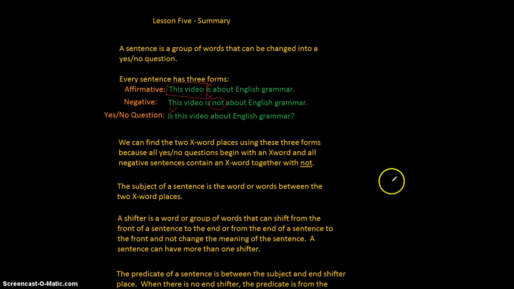Now, we also talked about shifters, and a shifter is a word or group of words that can shift from the front of a sentence to the end, or from the end of a sentence to the front, and not change the meaning of the sentence. And a sentence can have more than one shifter.